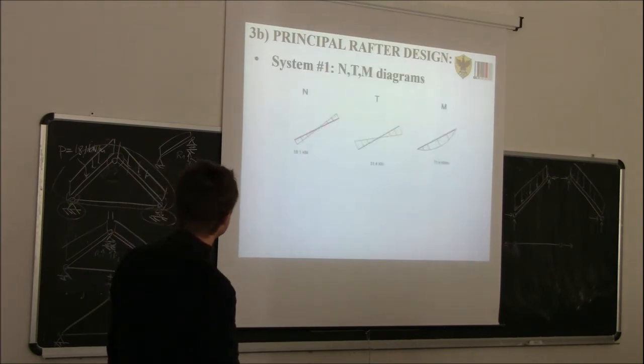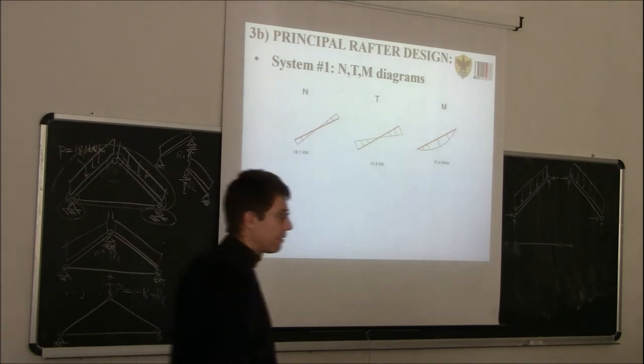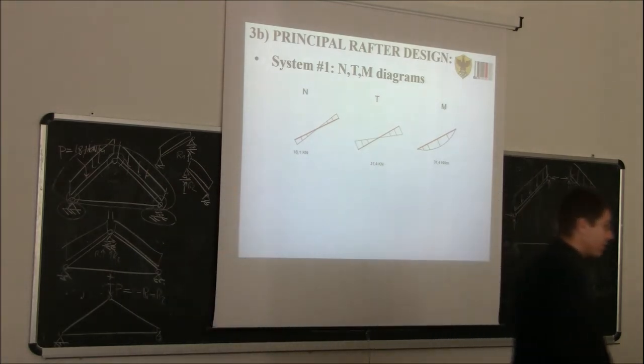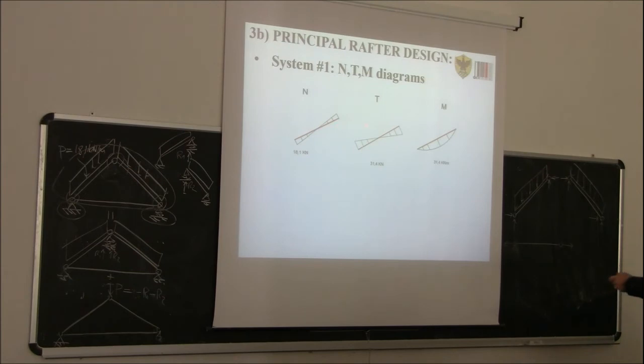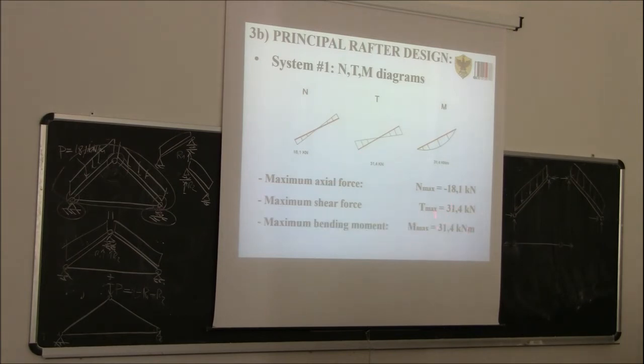So in the end, those are the force diagrams: axial force, shear, and bending moment. Axial force, we have first compression here, and then tension on the opposite side. The moment is always positive. Maximum axial force, minus 18.1 kilonewton compression. Maximum shear force, 31.4 kilonewton at the support. And maximum bending moment at mid-span, 31.4 kilonewton per meter.